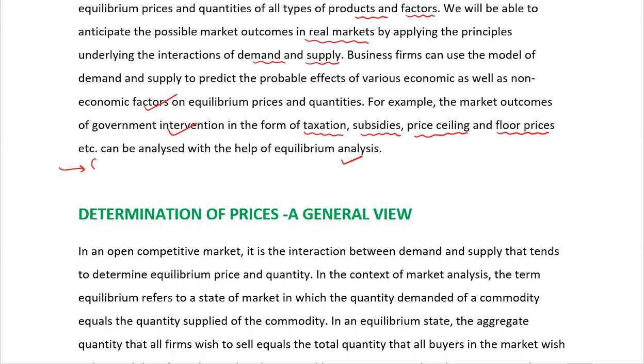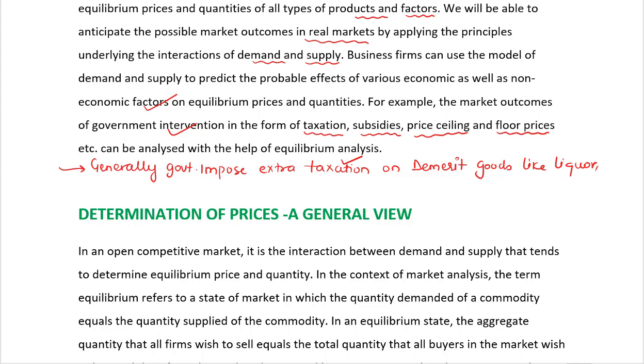Just write over here. Generally, government imposes extra taxation on demerit goods like liquor, cigarette, etc.